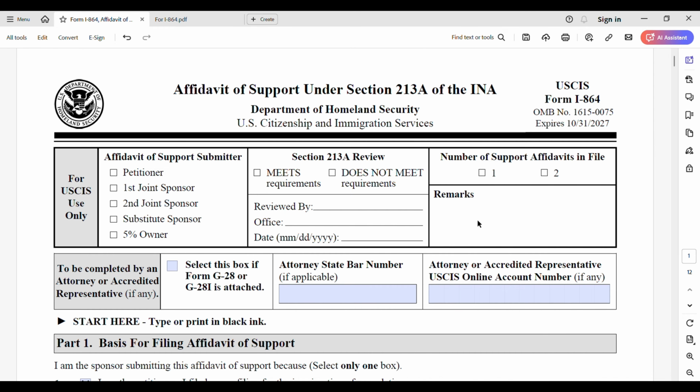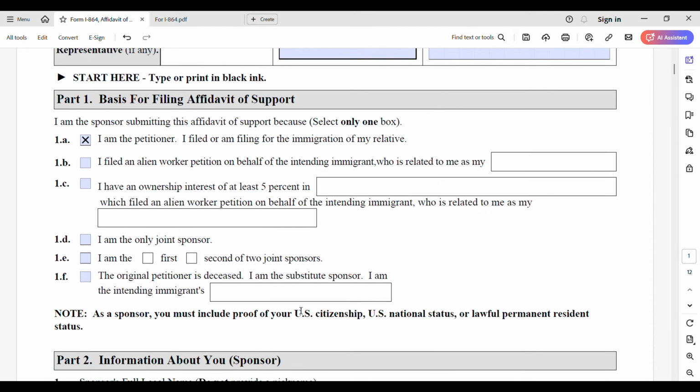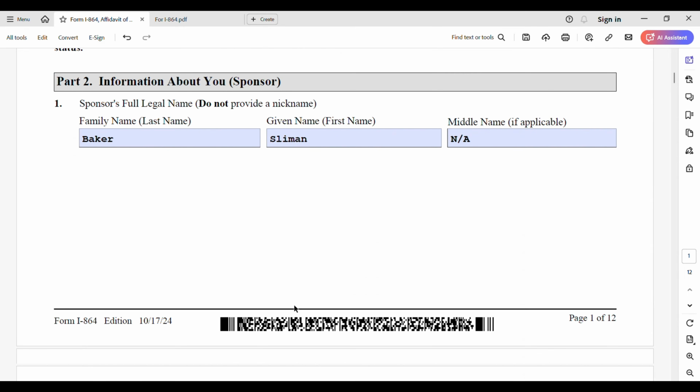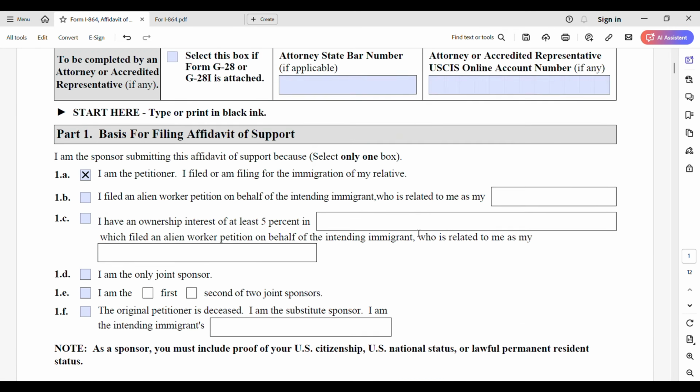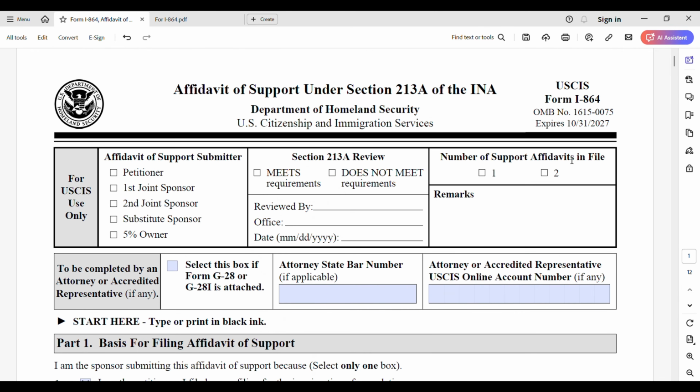If you want to know the version, just scroll down to the bottom of page 1 and you will see the version. This is edition 10/17/2024 and this version will expire on October 31st, 2027. This is the latest version that USCIS released just a couple weeks ago.